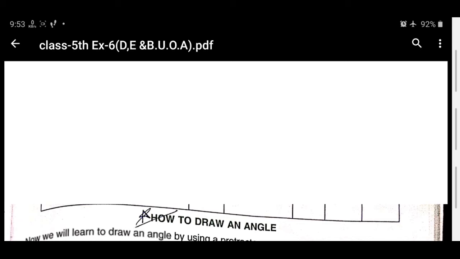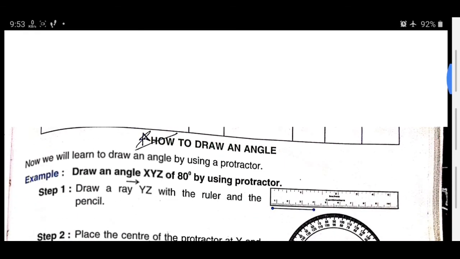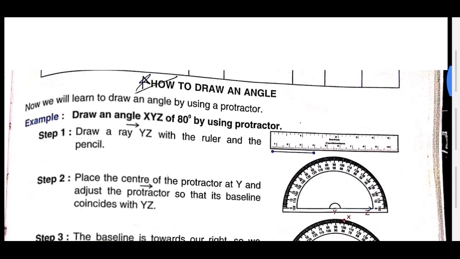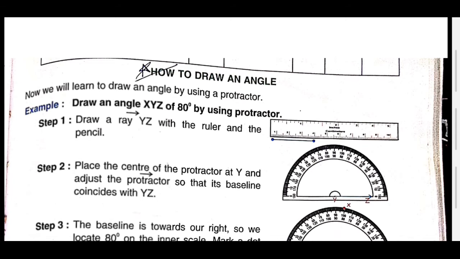In the last class we have completed exercise 6a, b and c. Now I am coming to exercise 6d. So today we learn how to draw an angle. We have to follow some steps, then we can draw the angles.